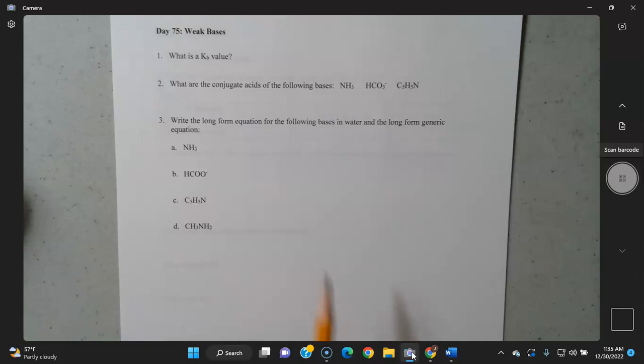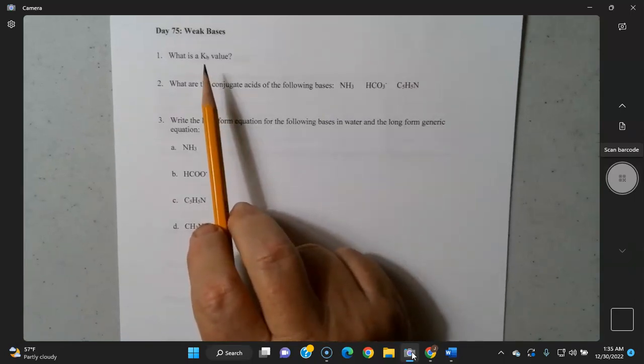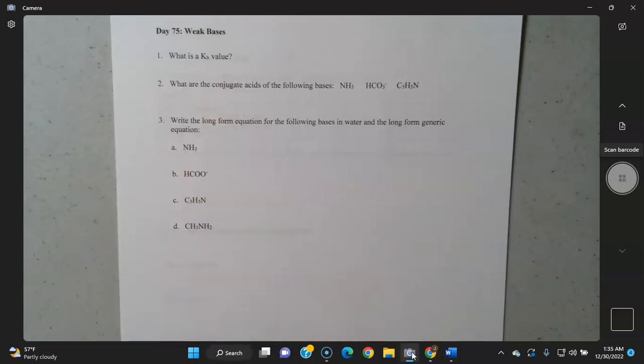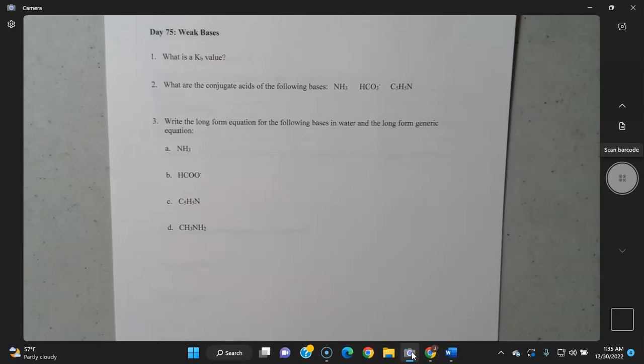All right, so let's go on and answer some of these questions. What is a Kb value? A Kb value is to a base what a Ka value is to an acid. It tells you how intrinsically strong that base is. In other words, how many hydroxides, OH minuses, it will produce if you take equal amounts. So one that has a higher Kb value will produce more OH minus hydroxides than one that has a lower Kb value. And we use it the same way in the RICE tables as we did the Ka values.